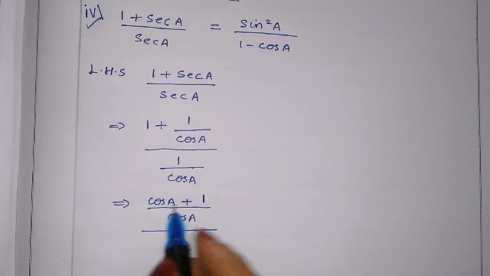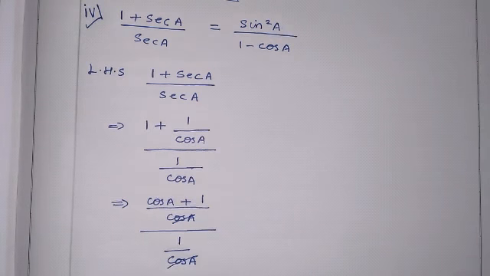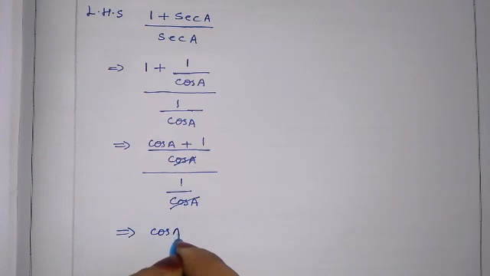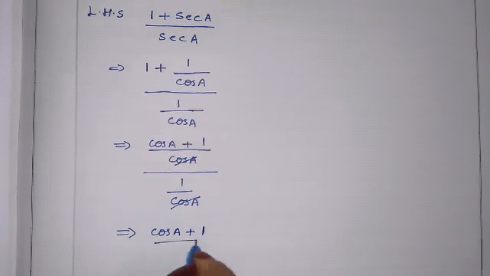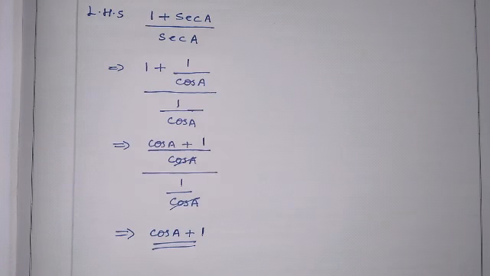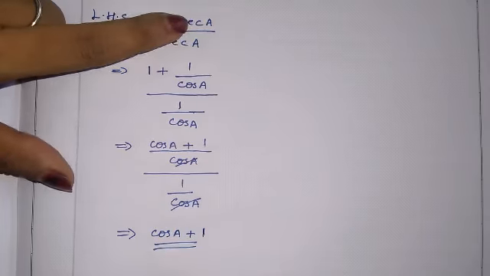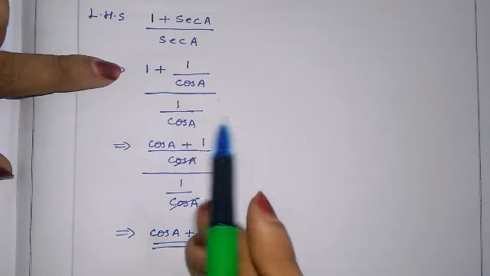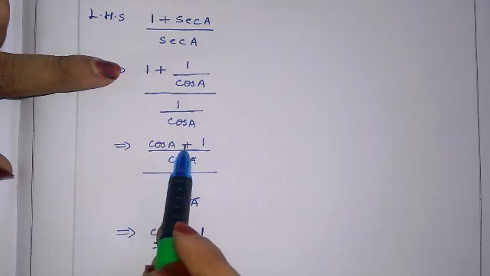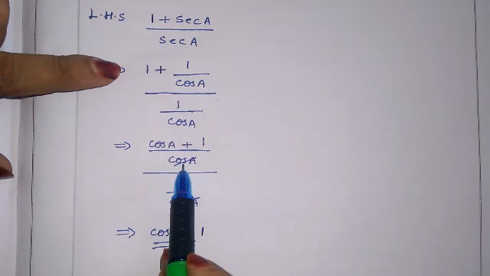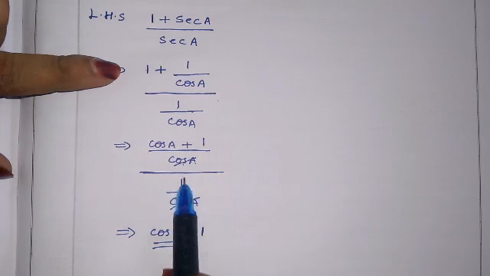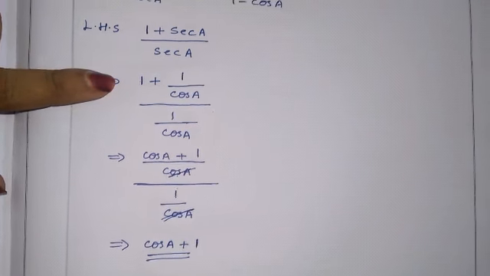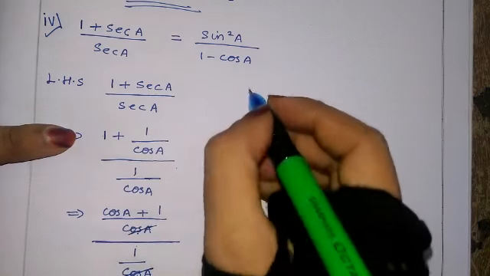Now we can see in this step cos a gets cancelled. What is left? Only cos a plus 1, and 1 means it does not have value. So cos a plus 1, we got the answer. What we did? 1 plus sec a: 1 plus sec means 1 upon cos a, upon sec a means 1 upon cos a. Cos a into 1 upon cos a plus 1 as it is, complete upon cos a. Denominator I wrote as it is, 1 upon cos a. Then cos a gets cancelled, left cos a plus 1. Now let us see the RHS.